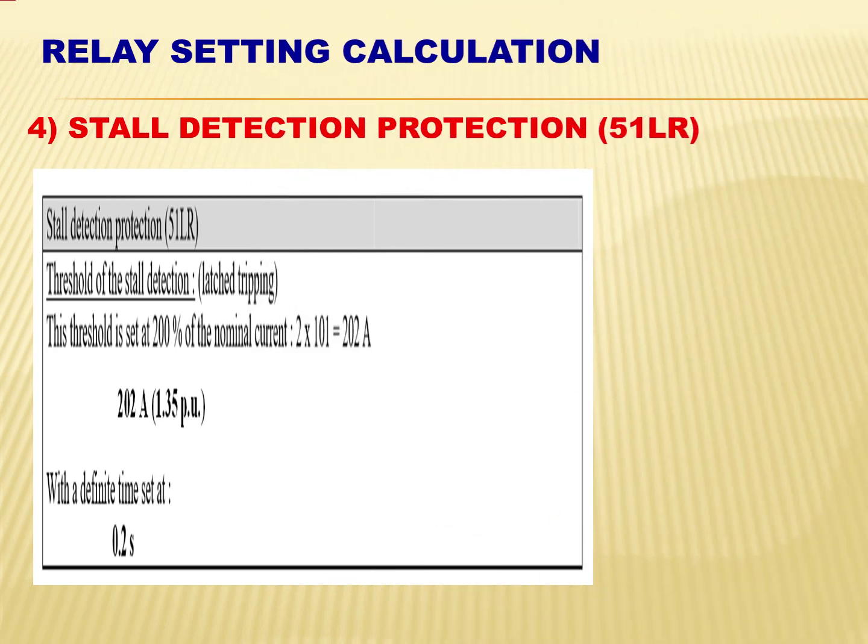For the relay 51 LR or the stall detection protection, our threshold here is 200% of the nominal current. Our nominal current is 101, that's why we have here 202 ampere. So our threshold or our setting will be 1.35 per unit.